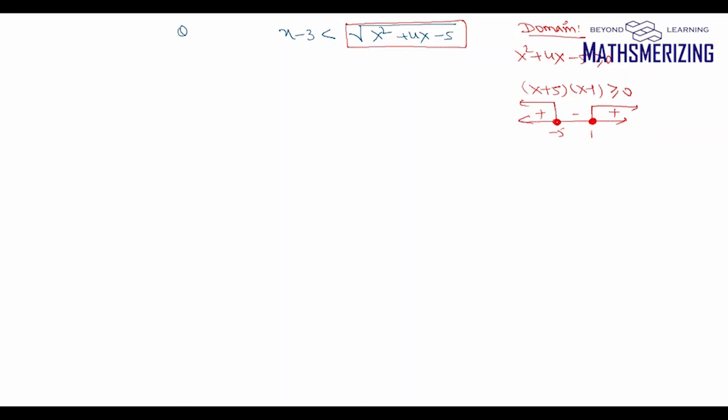Now on the left hand side, I have this expression which is x minus 3. So I need to take two separate cases. Case 1, when x minus 3 is less than 0, and case 2, when x minus 3 is greater than or equal to 0. So either x minus 3 is negative or x minus 3 is positive.